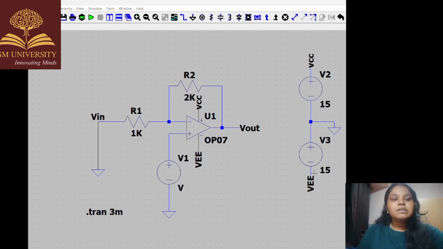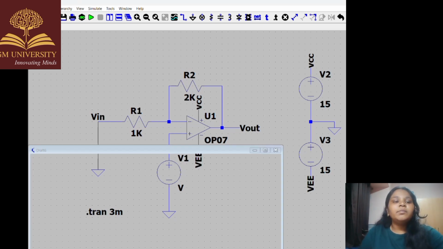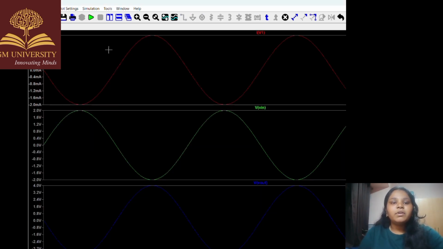The input Vin is connected to the inverting input (negative) through resistor R1, and the non-inverting input (positive) is connected to ground. The feedback resistor R2 connects the output back to the inverting input. The output Vout is taken from the output of the op-amp. The output will be twice the amplitude of the input, with the phase inverted.